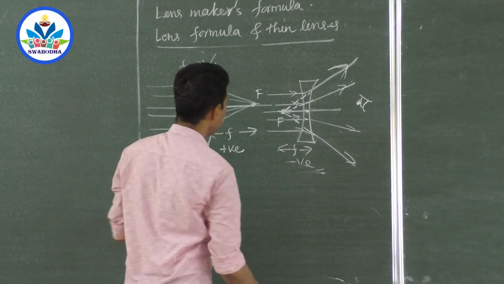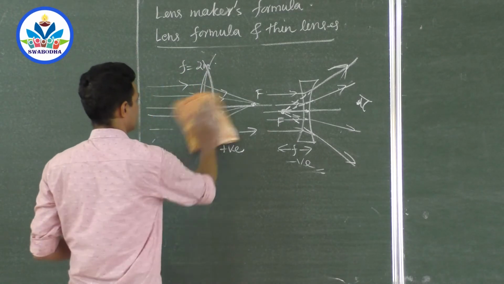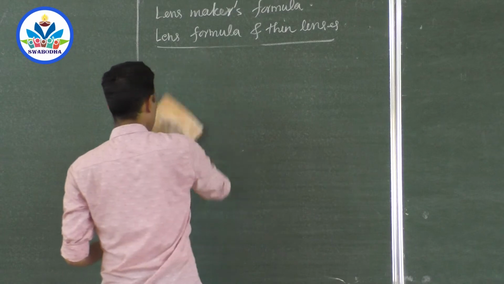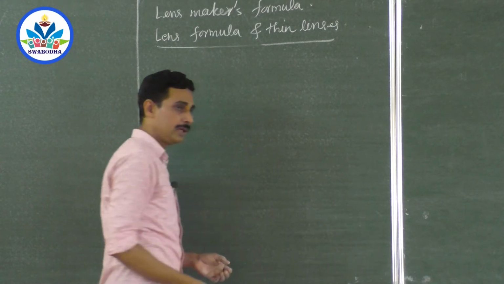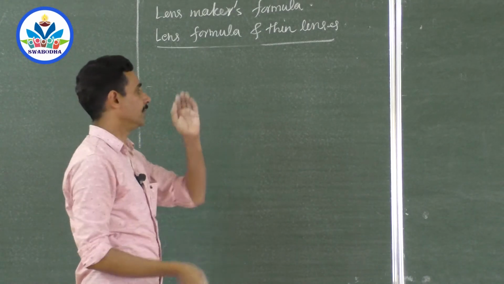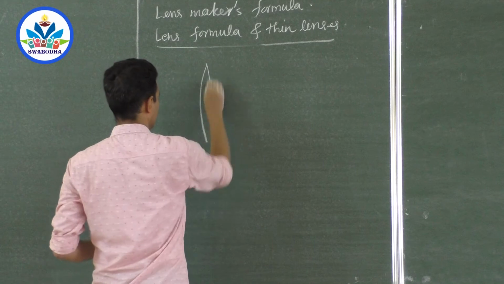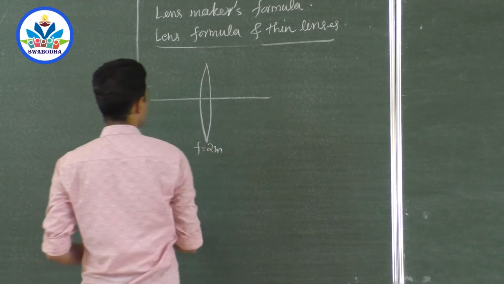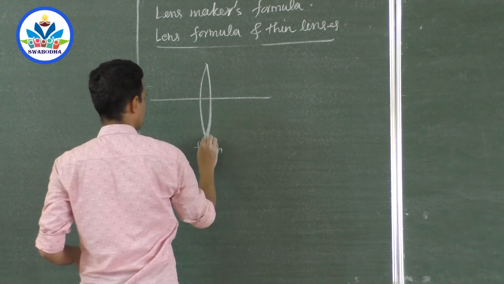Power means the ability of the lens to converge or diverge the rays of light. I will take one example. Any medium has the ability to bend the rays, right? And now suppose I take a convex lens of focal length, say 2 meters. What do you mean by that? A convex lens of focal length 2 meters.